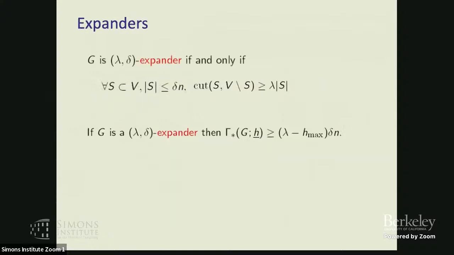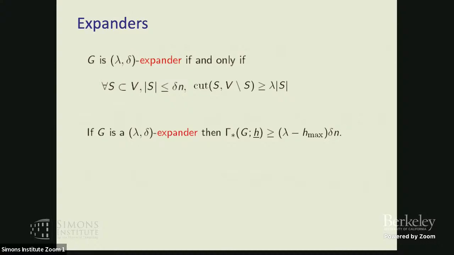I don't know if I should define it here. I would say a graph is a lambda comma delta expander if and only if for every subset S of vertices whose cardinality is less than or equal to delta, the number of edges that are leaving that subset is proportional to the size of the subset.